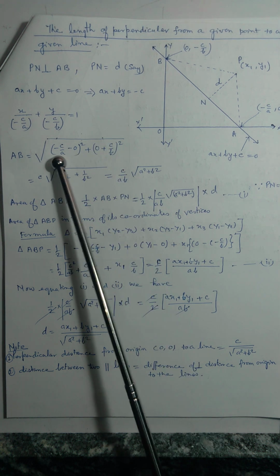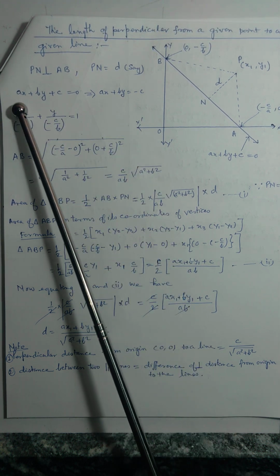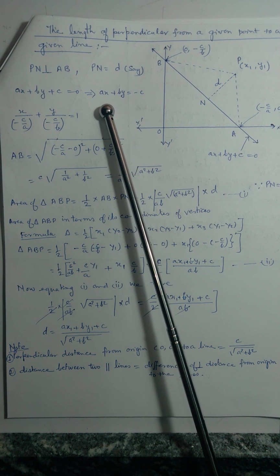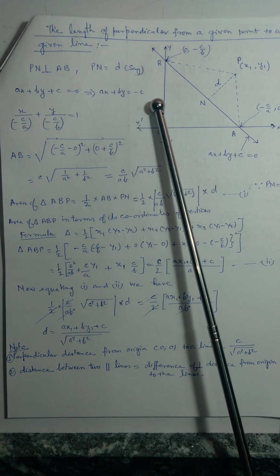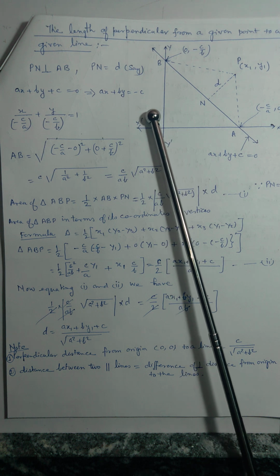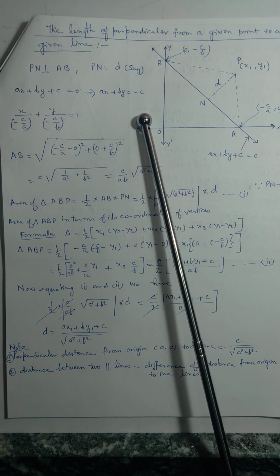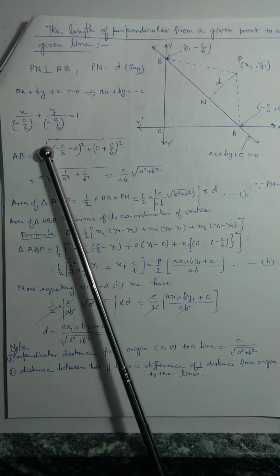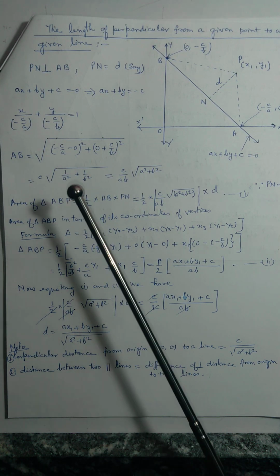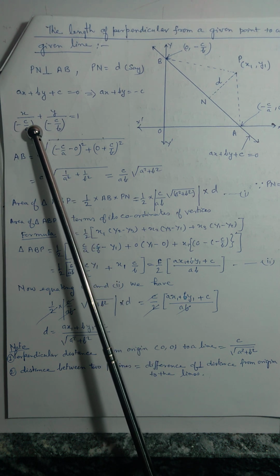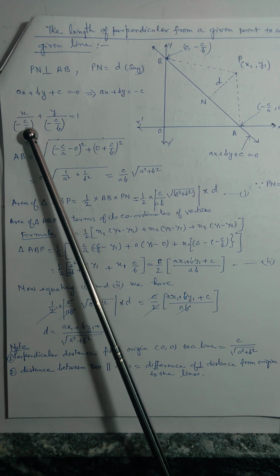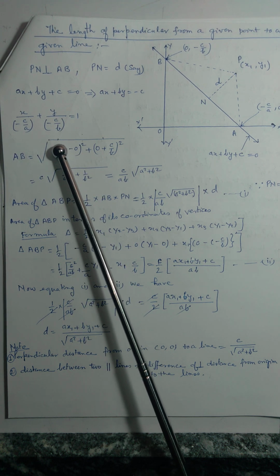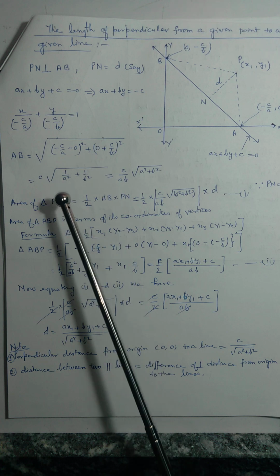Now I have written here ax plus by plus c equal to 0. It can be written as ax plus by equal to minus c. Now dividing both sides by minus c, you just convert it into the intercept form. You see, x upon minus c by a plus y upon minus c by b equal to 1.